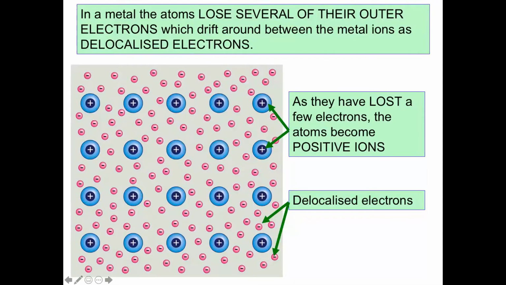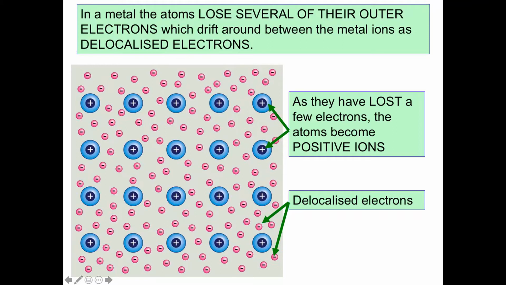So in a metal, the atoms, when they're initially put together, will lose their outer shell electrons. So if we're looking at a group 1 metal, it will lose its one outer shell electron. If you're looking at group 2, it would lose the 2 outer shell electrons. And those electrons float around between the metal ions as a sea of delocalized electrons. So like we talked about in graphite, those delocalized electrons are able to move around between any of the ions they want. They're not attached to any of the ions anymore.